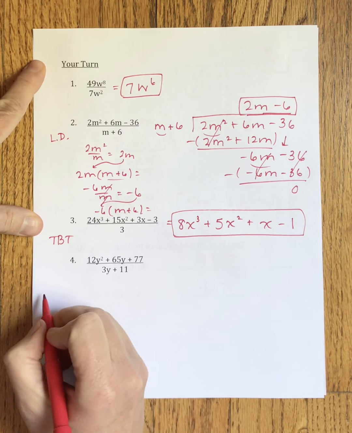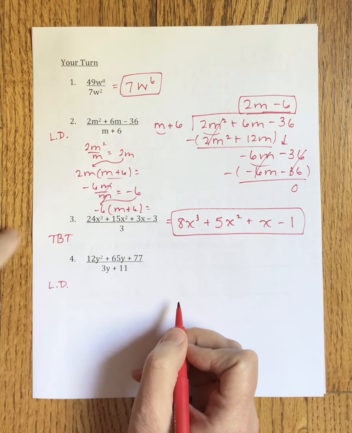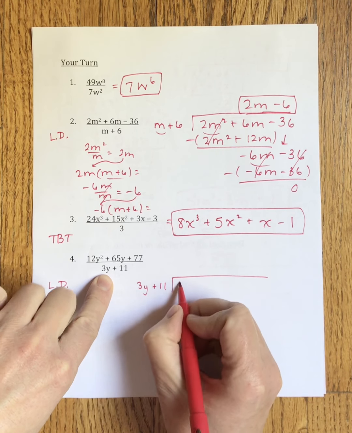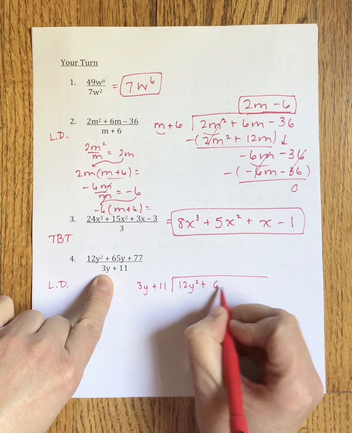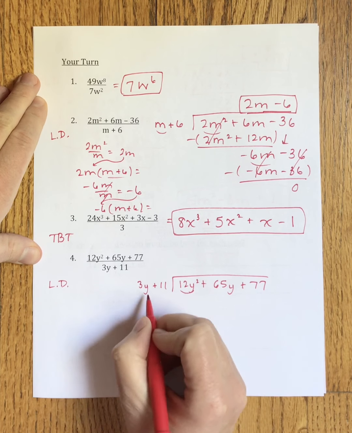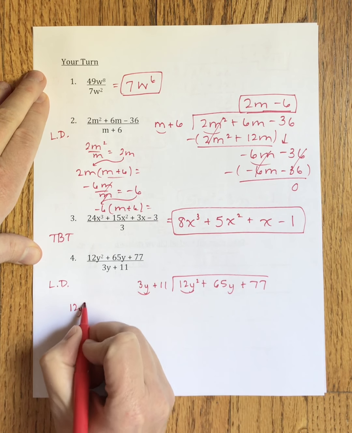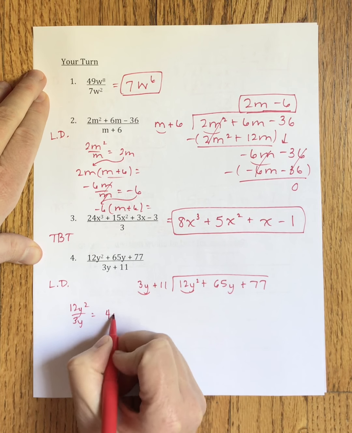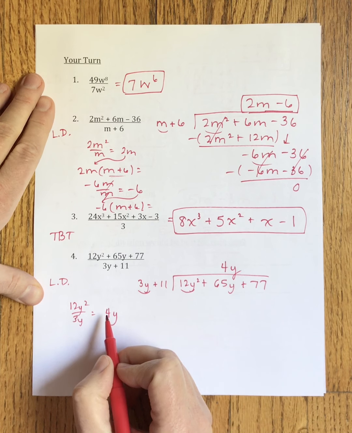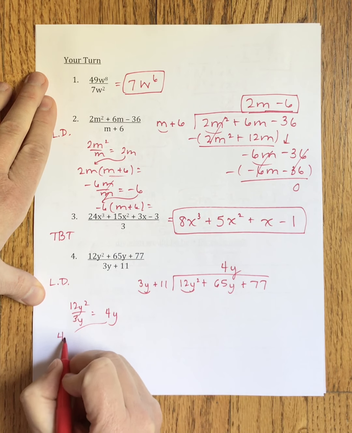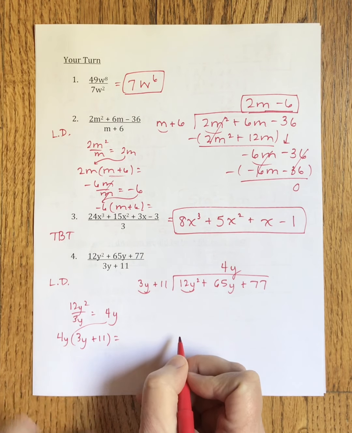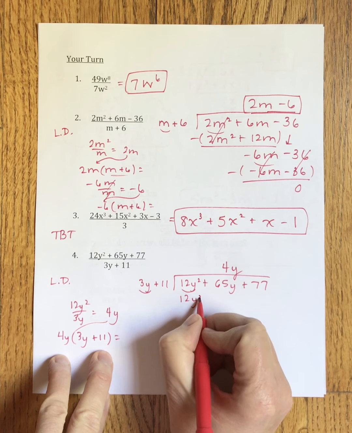Number 4 is also dividing by a binomial, so another example of long division. We want the 3y plus 11 out front, the 12y squared plus 65y plus 77 underneath. We'll start by dividing the first terms. That gives us 4y as the beginning of our answer. Going to drop that down and multiply it back by the entire divisor, and put that result on the next line down.